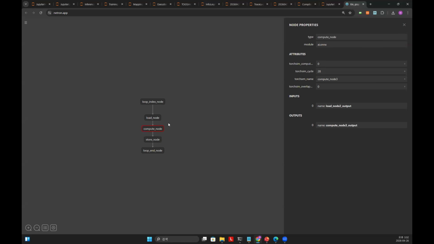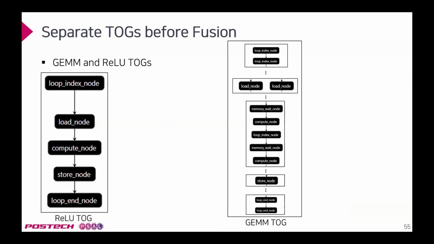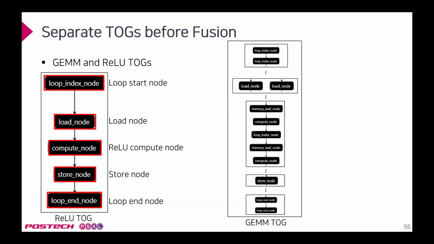Okay, let's move on. So here are the 2 separate TOGs built in Netron before fusion. On the left is the ReLU TOG, which is relatively simple. It consists of loop start, load, compute, store, and loop end nodes. On the right is the GEMM TOG, which is much more complex with multiple nested loops.